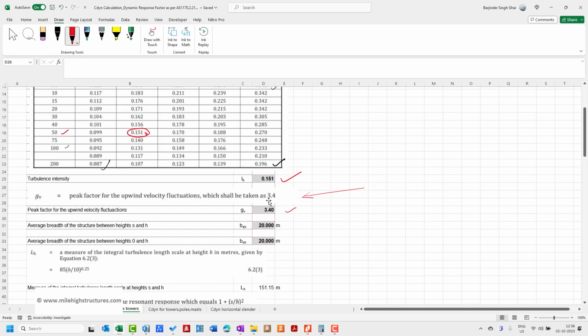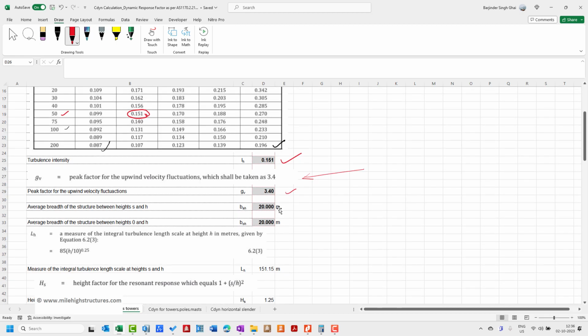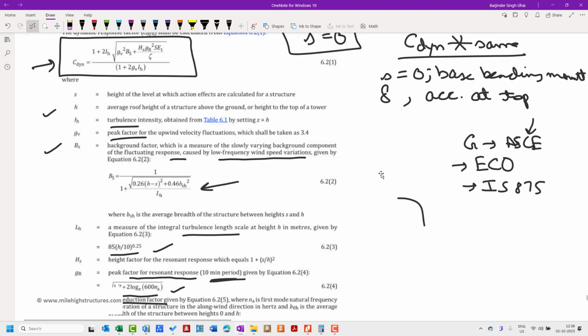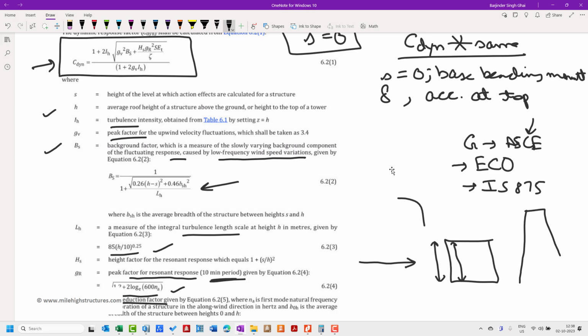After that, the average breadth of the structure between S and H, and the average breadth of the structure between height 0 and H. Now we can say BSH and B0H. So to understand the definition of BSH and B0H, we do need to understand that right now we are talking about the along wind response. So along wind response is that, if you're talking about the breadth of the structure, it means that if the wind is flowing across this direction, we do need to understand that this width plays a very important role. And most of the time it does happen that, let us say, the elevation of the building is something like this.